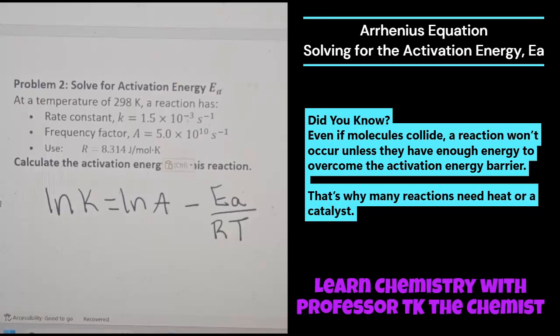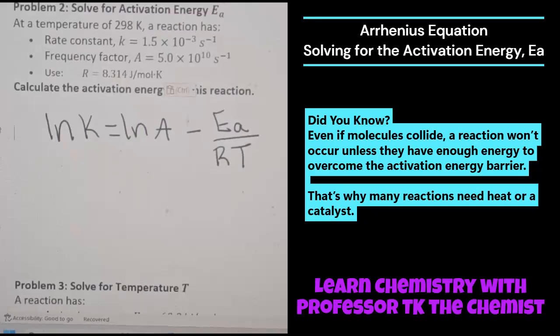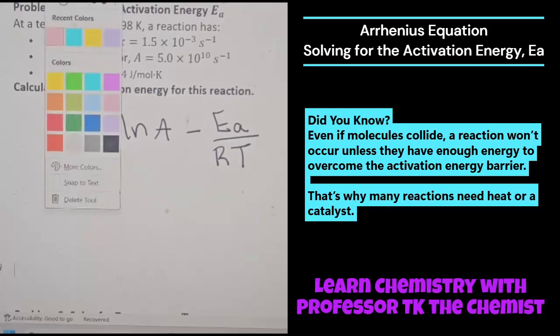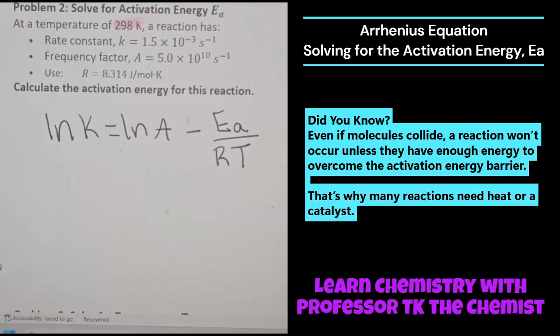Now, what you're going to do is color code, or at least that's what I would do. I color code so I know what numbers go where. To start off, you have the temperature, 298 Kelvin. That's going to be this number on the very bottom. They give you the K, which is your rate constant. Do you see this anywhere here? Yes, here's your K right there.